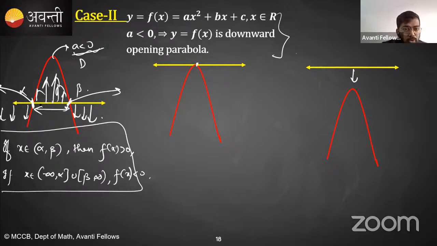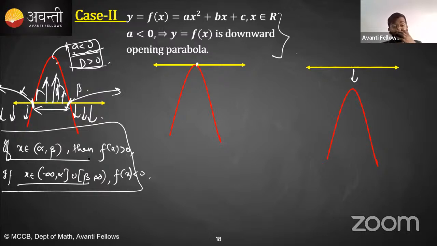So this is for the graph where a is less than 0. Here, since there are two distinct roots, the graph cuts the x-axis, which means d is greater than 0. So for this graph the conditions are a is less than 0 and d is greater than 0, and this is where it is positive and where it is negative.